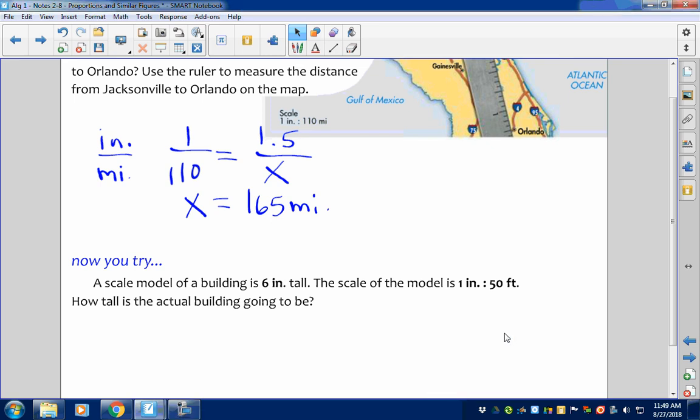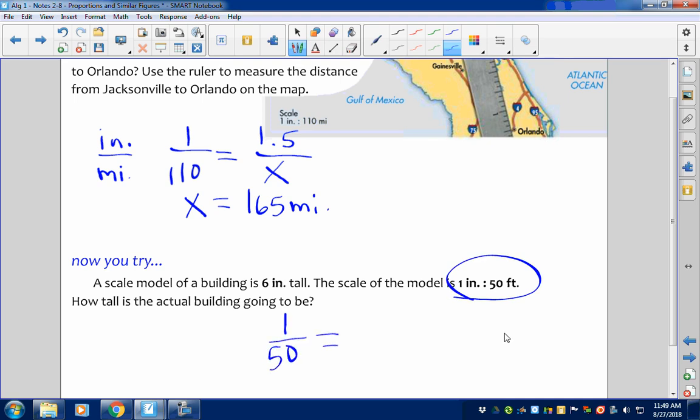All right, so the setup for this one should have been, as soon as I see the scale here, I just grab that and write 1 is to 50. As something is to something, I notice the 6 is in inches. Inches has to be on top, so there's my setup. That's how I think about it.